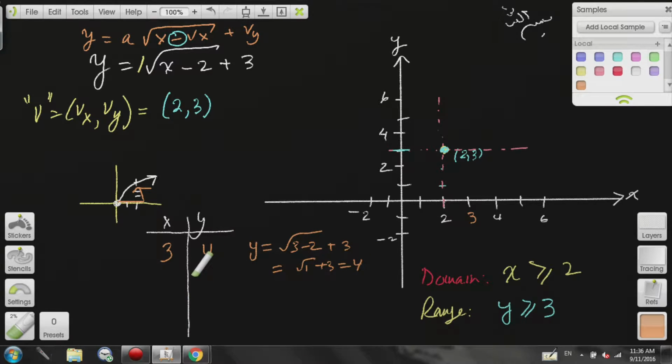Okay, let's pick another value. I could pick 4. If I put 4 in there, 4 minus 2 is 2, square root of 2 plus 3. What will give you a nice number under the radical? How about 6? If we put 6 in there, 6 minus 2 is 4, right? So the square root of 6 minus 2, plus 3. 6 minus 2 is 4, the square root is 2, plus 3 is 5. So 6 will give you 5, right?